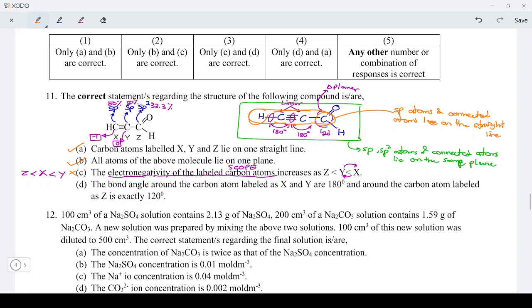The bond angle around the carbon atoms labeled X and Y is 180 degrees, and around the carbon atom labeled Z is exactly 120. X and Y, yeah, 180 degrees. Even though I labeled that as 120, telling exactly 120 is wrong, isn't it? We can't say that, because why? I'll draw it again here. If you just draw the Z carbon atom only, we can clearly see the repulsion units. And here you can see it's a double bond.